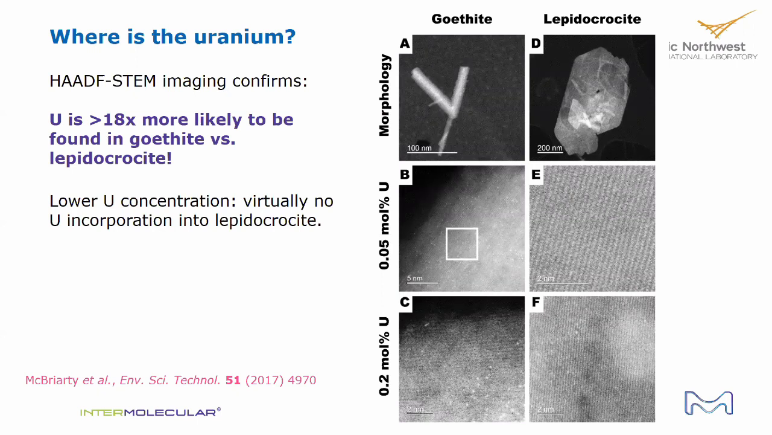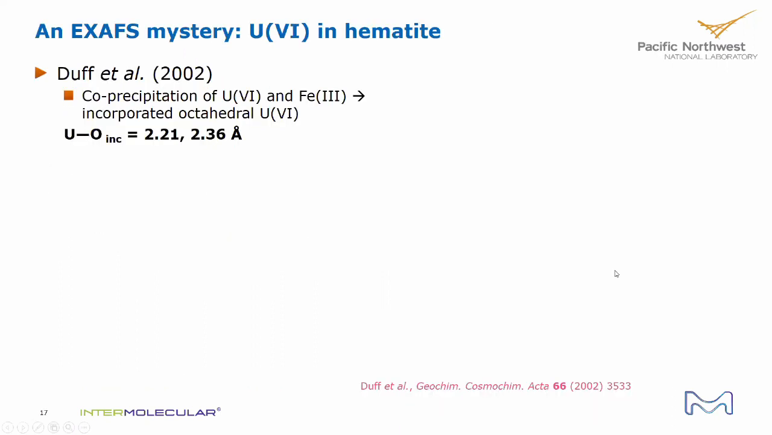So this is an interesting finding for the way that uranium partitions under reducing conditions into different minerals with the same chemistry but different structures, which we found out by top-down XAFS analysis. And then as a final example of top-down XAFS analysis in geochemistry, we want to talk about an XAFS mystery of uranium-6 incorporation in hematite.